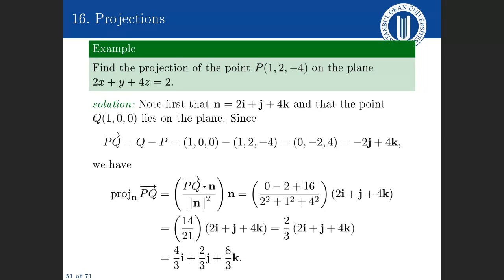We also need a point Q which lies on the plane. Remember how I said we could always find a point on the plane. We choose two of the numbers to be 0. Let's say we choose y is 0 and we choose z is 0. And then the equation simplifies to 2x is equal to 2, or x is equal to 1. So quickly we could say that the point 1, 0, 0 lies on the plane.